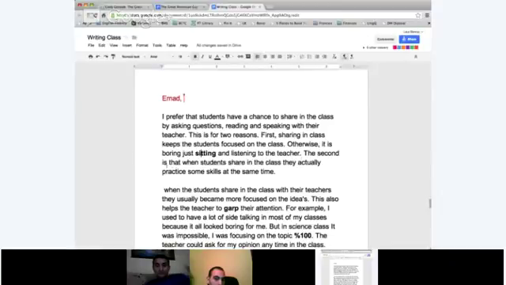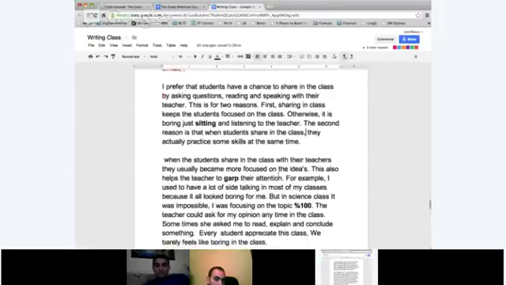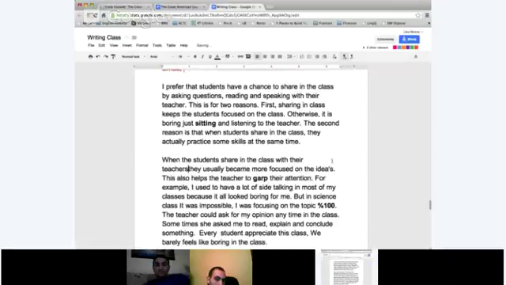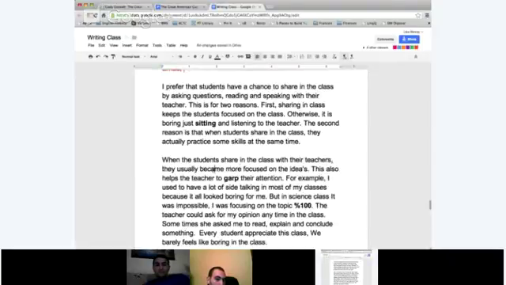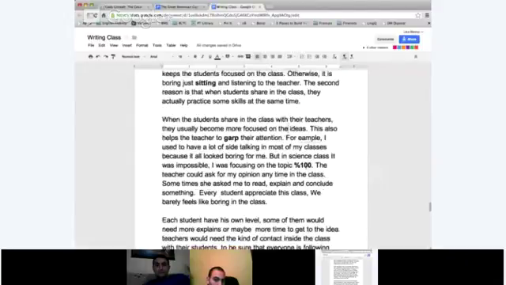The second reason is that when students share in the class, they actually practice some skills at the same time. All right, good. When the students share in the class with their teachers, they usually become more focused on their ideas. No need for an apostrophe there. On the ideas. Okay. This also helps the teacher to grab their attention.